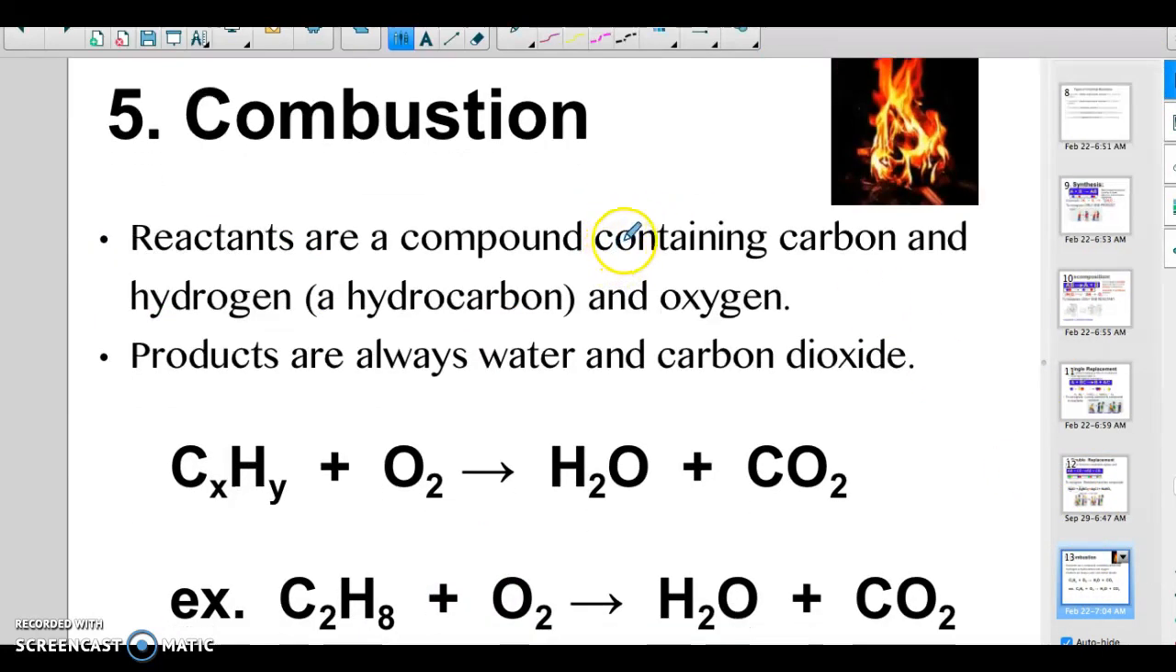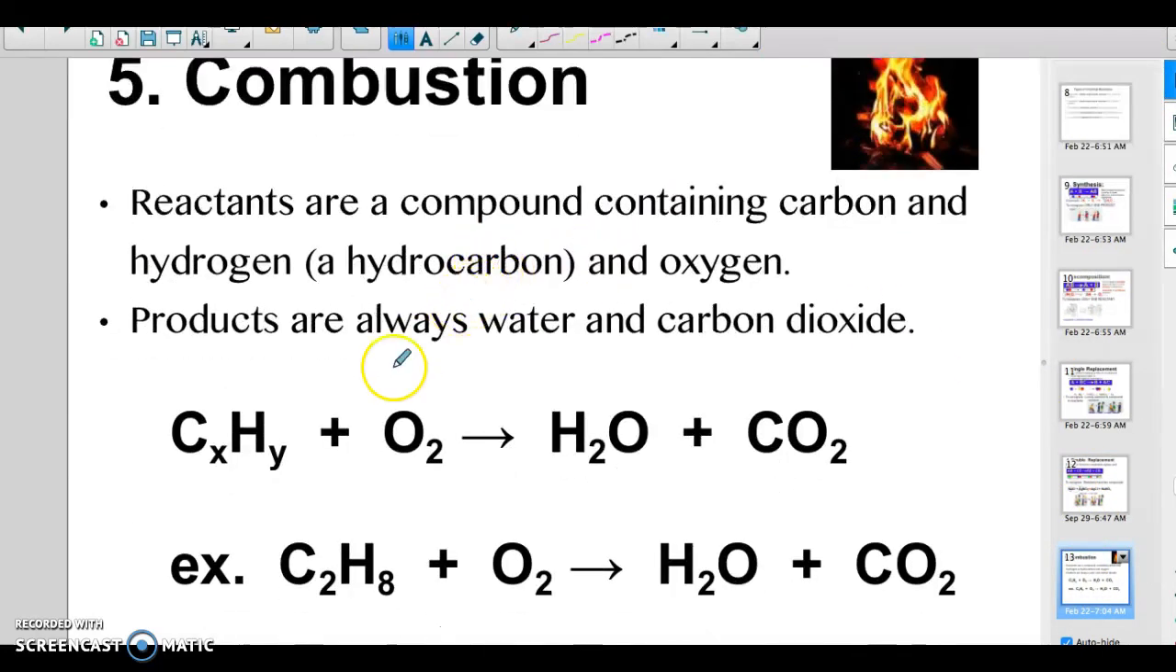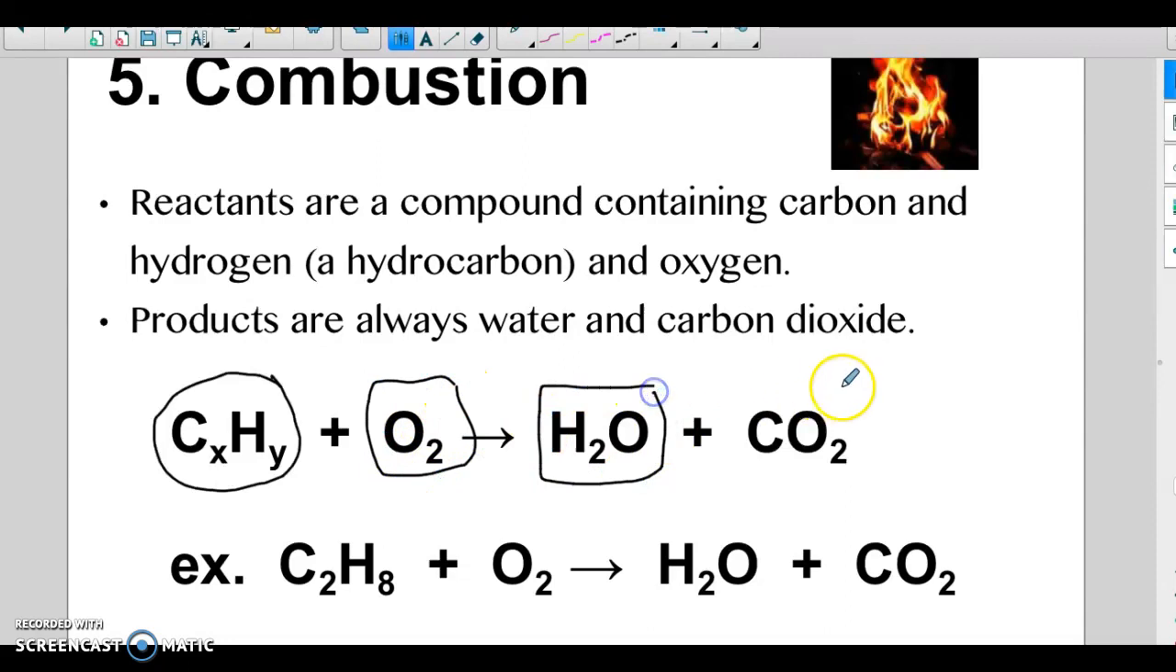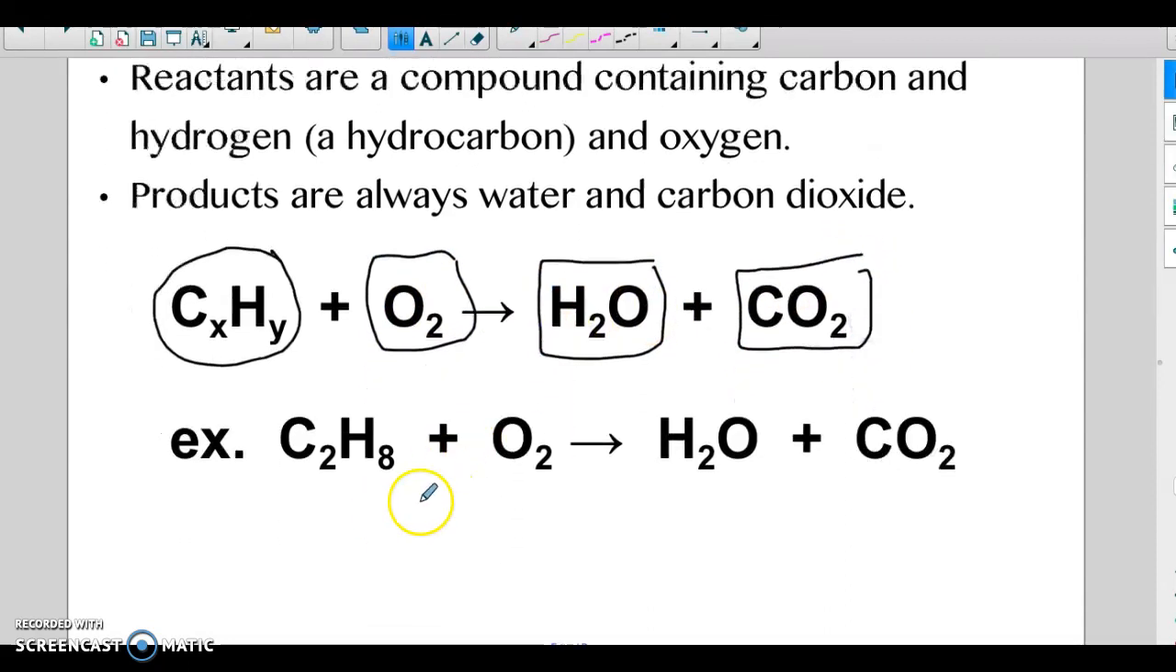One last type of reaction is combustion. These are reactions where you have a hydrocarbon, which is some kind of compound that has carbon and hydrogen, and sometimes oxygen, and then it reacts with oxygen and we get water and carbon dioxide. These 3 things are constant when you have a combustion. In the example here, X and Y are just telling you that the formula can change, but it will be something with carbon and hydrogen. Again, notice my 3 constants always in these reactions.